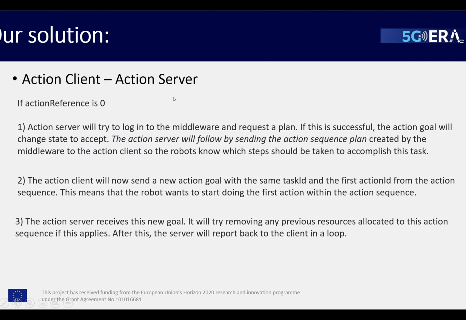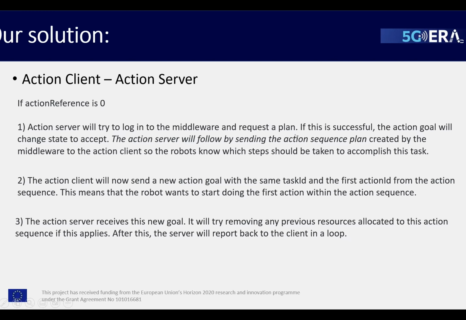So the middleware, what is going to happen is it will receive the action, and the action server will try to log into the Figera middleware. It will try to retrieve a plan according to the robot specifications. If the robot cannot achieve this task because it doesn't have a locomotion system or so on, it will be rejected, meaning that the action in terms of ROS will be changed to a status failed.